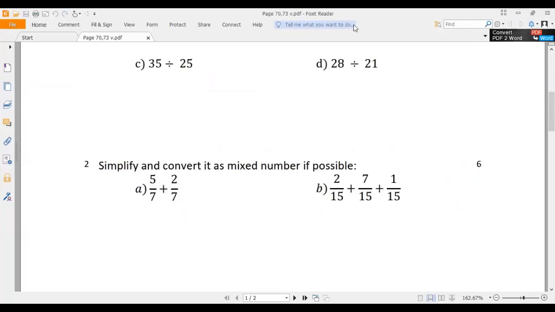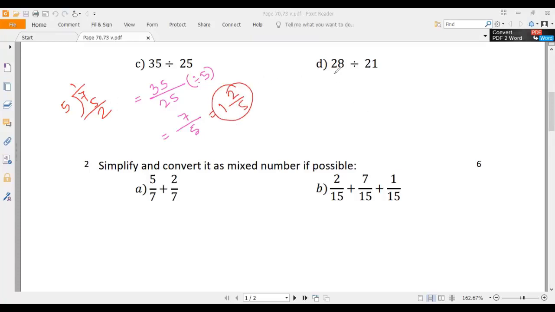Now number C. Number C says 35 divided by 25. So we can rewrite this as 35 by 25. Look, we can divide both numerator and denominator by 5. Then we'll get 5 7s are 35 and 5 5s are 25. Now we have to convert this 7 by 5 into mixed number. Then we'll get 5 1s are 5, remainder is 2. So our final answer should be 1 whole 2 by 5.